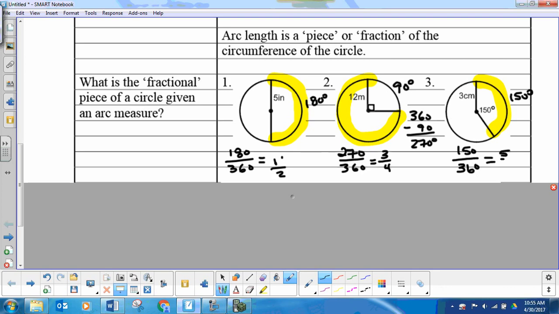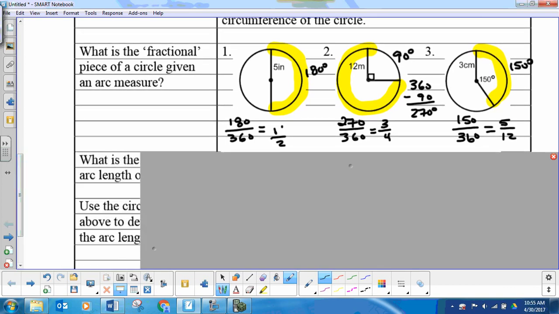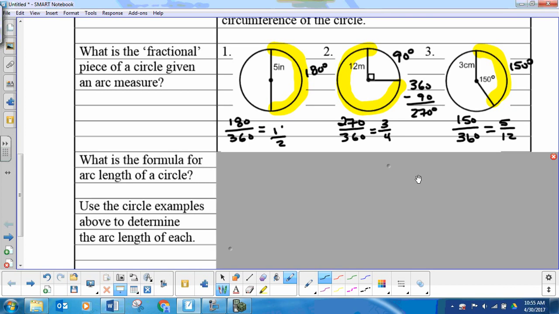So this is not as simple to determine. It is important to know that this is the process you would use to determine which portion of the circle matters to you. So let's talk about what the formal formula is for arc length of a circle.